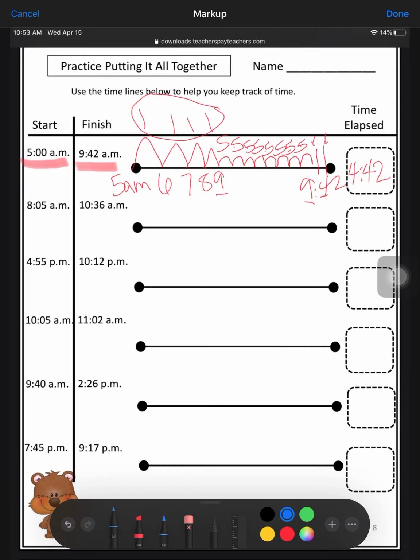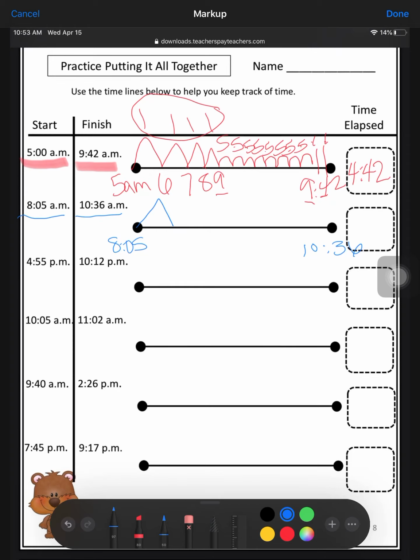Okay, let's do the next one together. The starting time here is 8:05 a.m. and the ending time is 10:36 a.m. So I'm going to start with 8:05 and the ending time is 10:36. Remember, you always start counting by the biggest increment first. So the biggest increment is hours. I'm going to get as close as I can in hours until I get to the 10 o'clock hour. Then I'm going to switch to counting by fives.